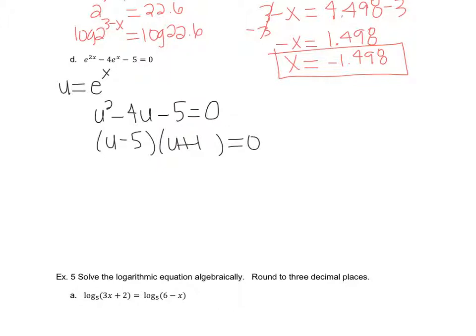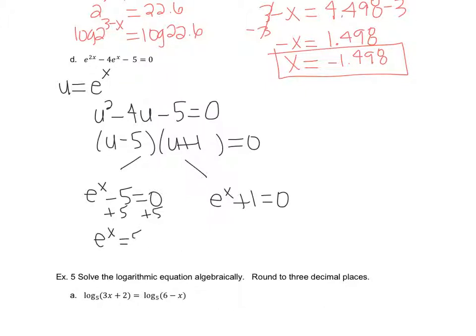So at this point, I'm going to split these up, and I'm going to plug e to the x back in for u. So what I've really got is e to the x minus 5 equals 0, and e to the x plus 1 equals 0. So I've got 2 little equations I'm going to solve. So then what you're going to do is isolate the exponential, so e to the x equals 5.